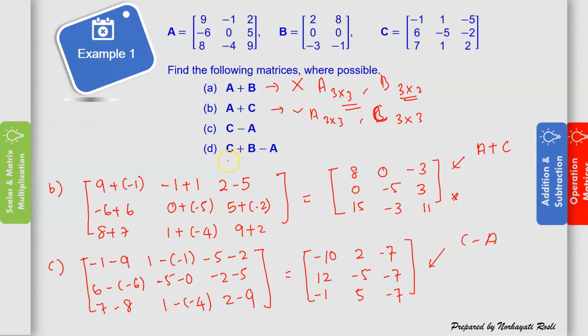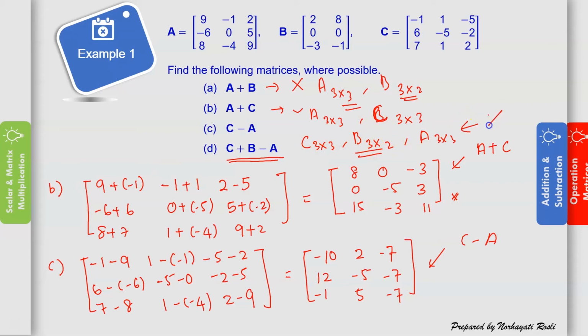For D, is it possible for us to do this? So we check our C, we have 3 times 3, but B, we have 3 times 2, and then A is 3 times 3. So this one, it is impossible for us to add these two matrices, means that we cannot solve for this.